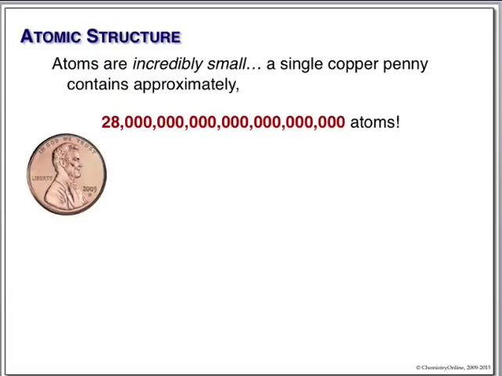Atoms are very, very, very small. If this was a copper penny, it would contain roughly 28 sextillion atoms. Of course, this is not copper. Even a 1904 is only 90% copper. But nonetheless, this still contains lots and lots of atoms. Very, very small.